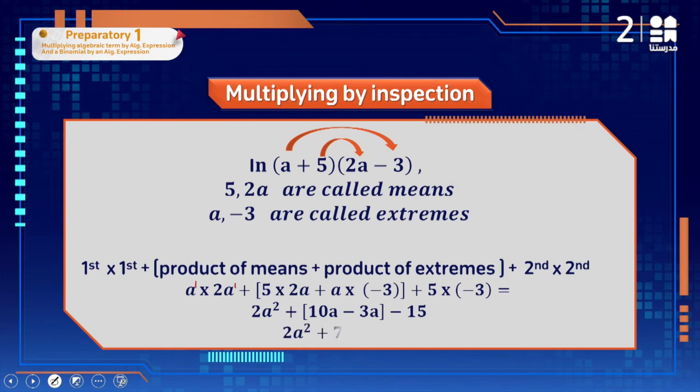Here we have like terms. 10a minus 3a is 7a. So the final answer is 2a squared plus 7a minus 15. So one more time, to multiply by inspection, we have to multiply first times first, then at the end, second by second. In the middle, multiply means plus multiply, or find the product of extremes.